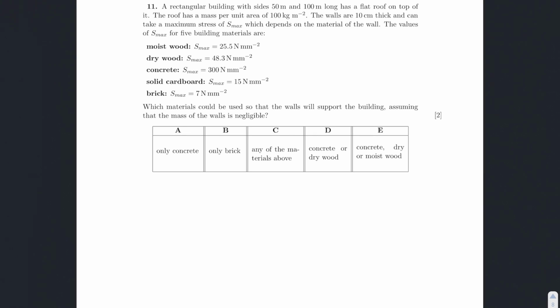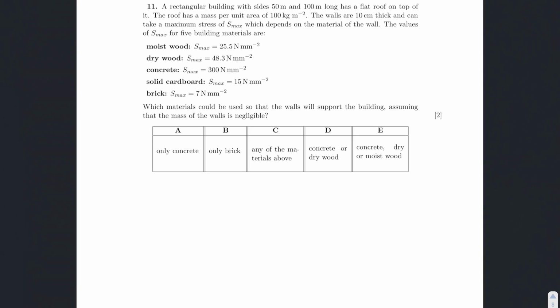Question 11. A rectangular building with sides 50 metres and 100 metres long has a flat roof on top of it. The roof has a mass per unit area of 100 kilograms per metre squared. The walls are 10 centimetres thick and can take a maximum stress of S max, which depends on the material of the wall. The values of S max of 5 building materials are listed here.